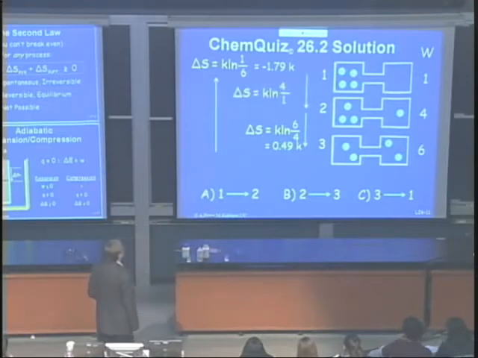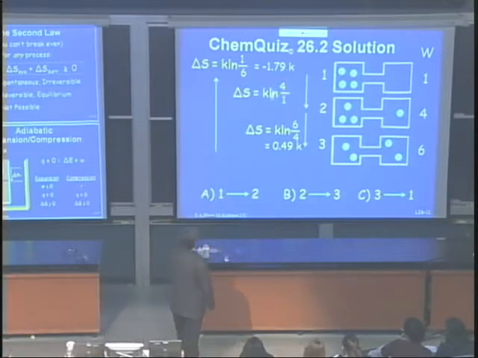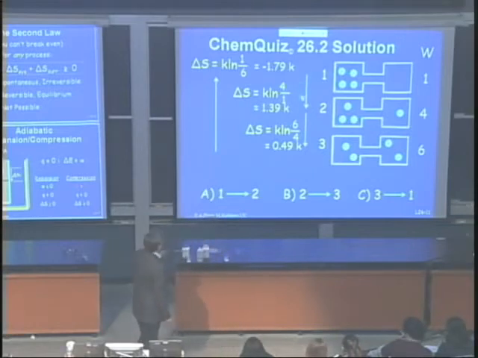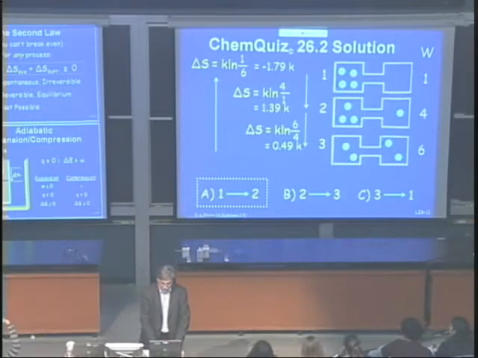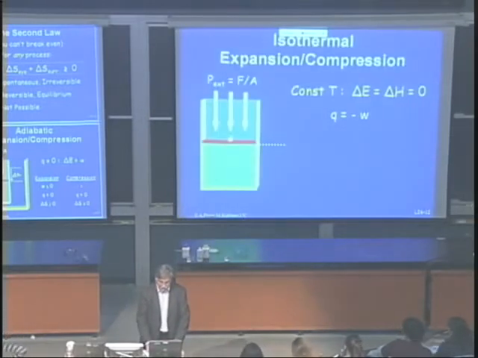Now the last one, from 1 to 2, goes from 4 to 1. So S is k times ln 4 minus k times ln 1, and this is 1.39 k. So 1 to 2 has the highest number. Delta S is the largest positive change. Okay, so you know how to do that.